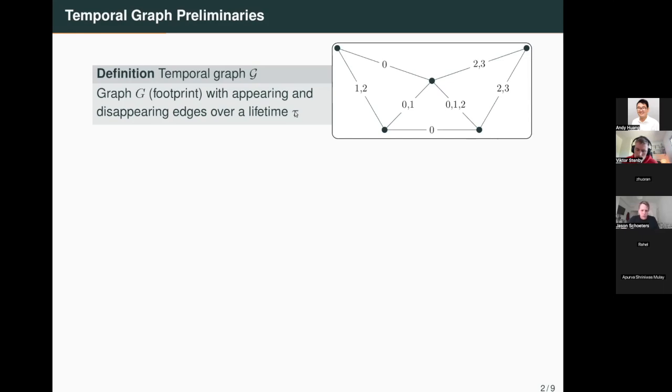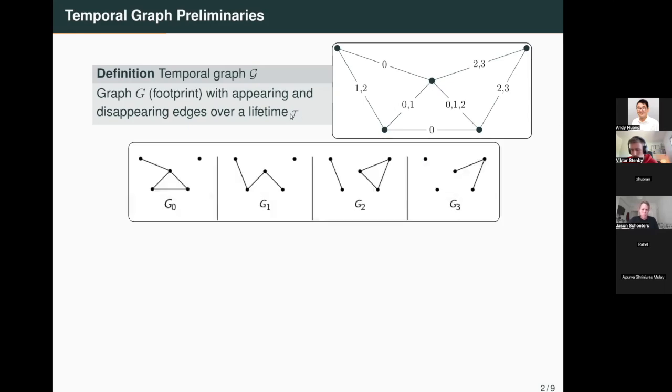And so we say that the largest integer that is used for these appearance times is called tau, the lifetime. Another way to represent it, which I have seen in this seminar already, is to just have multiple static non-temporal graphs which follow each other in time. And so these are the same temporal graphs, just represented differently.